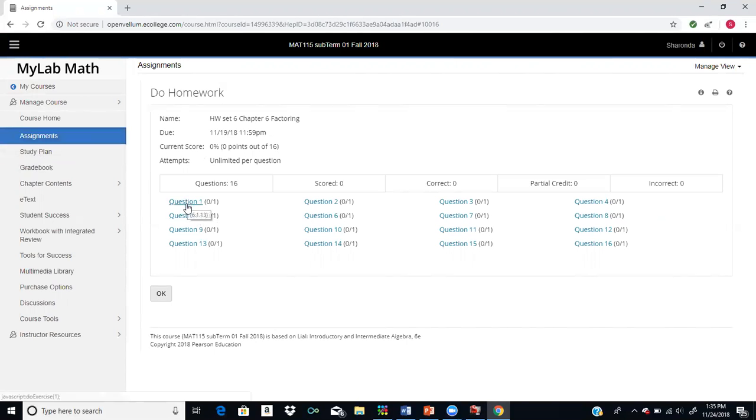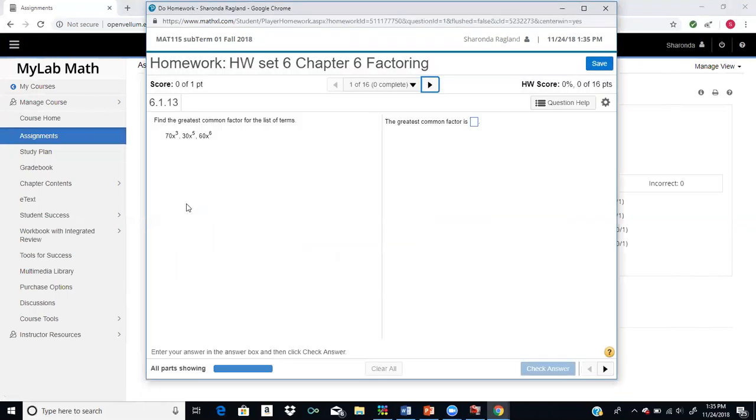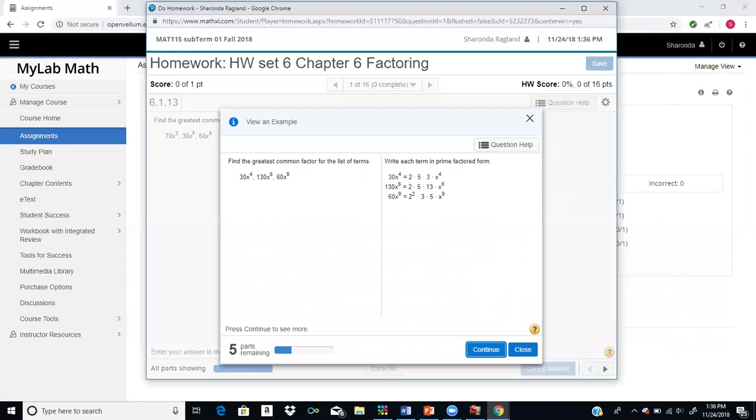So let's look at even like the G. It starts off with the greatest common factor. Okay, and so again, it's a matter of knowing how to find the greatest common factor. What number or what variable do they have in common? And if we look at this, you can use the question help, and it should give you some guidance, view an example, and it does well. So let's look at the example, because that does a great job of breaking it down.